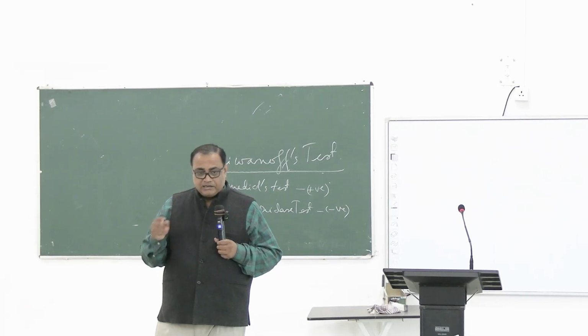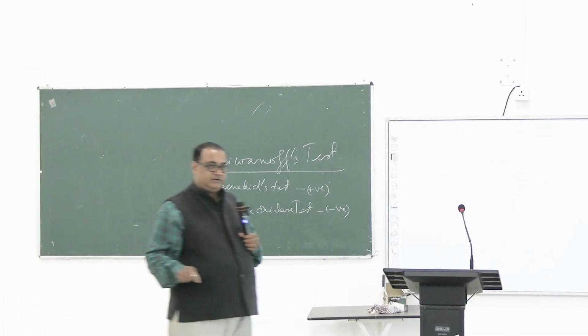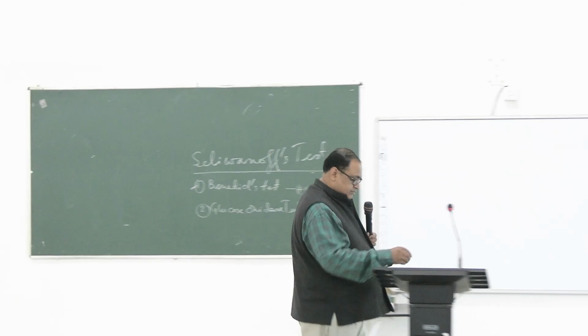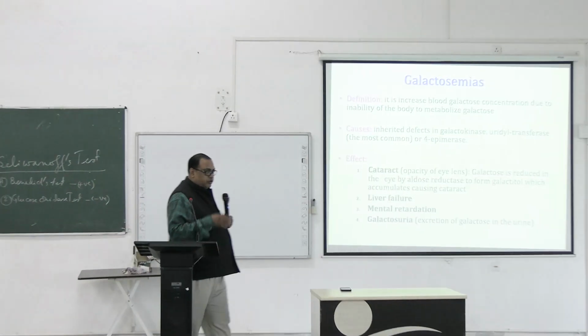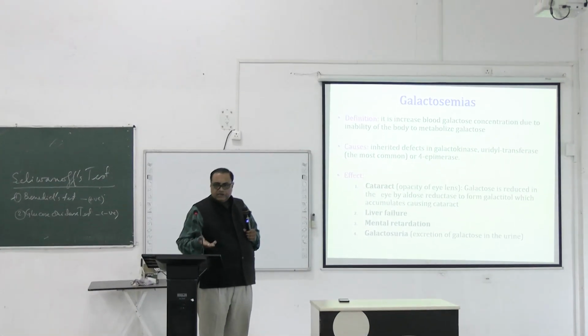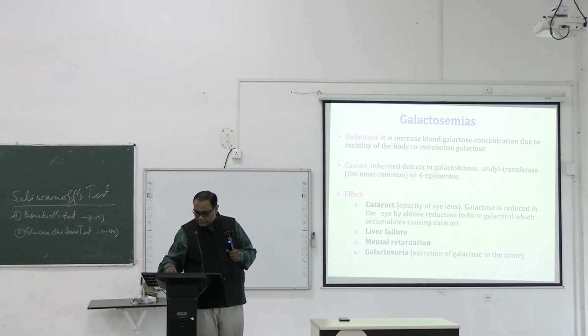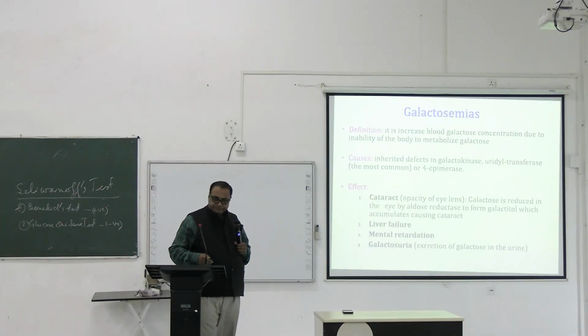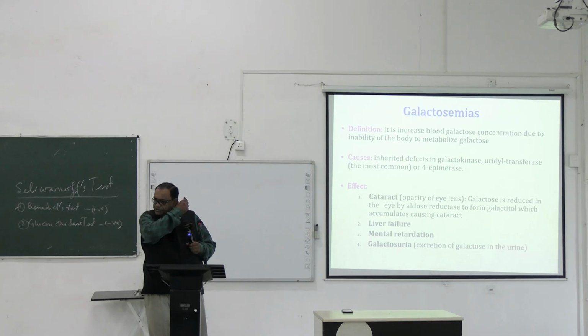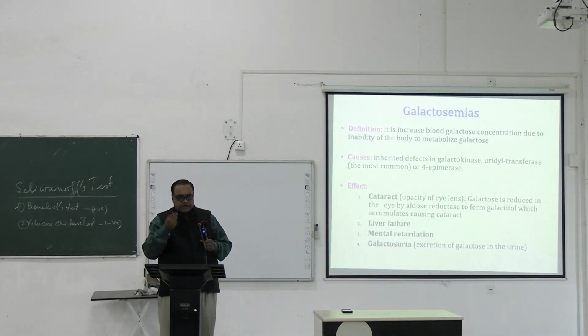Both will show hypoglycemia. Fructosuria and galactosuria, okay? Both will show hepatomegaly, fructosuria as well as galactosemia. You cannot differentiate from that. Right? But you can differentiate by checking the eye.